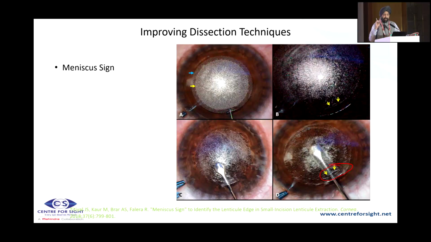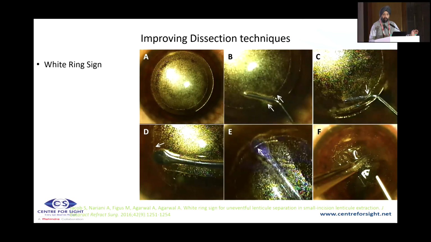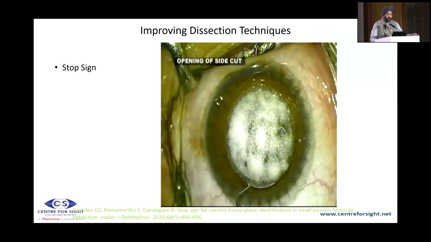So this is like a meniscus. You can get a meniscus both when you start, or you can even get the meniscus at the bottom. So this is when you are in two different planes and you are dissecting the posterior plane that you get the meniscus. Now this is called the white ring. You can see this. This is the white ring, and this white ring again was described by Susan Jacob. This shows the ring which is where the lenticule margin is.